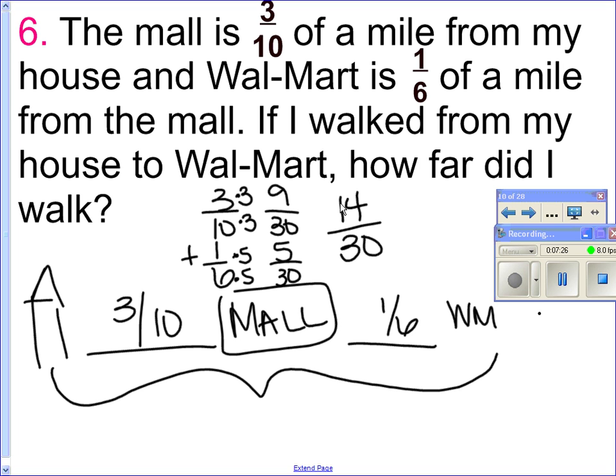14/30. We notice that both of these are even numbers. Whenever you have two even numbers, they can always be simplified by 2. 14 divided by 2 is 7. 30 divided by 2 is 15. This is the simplest form, so 7/15 is the answer.